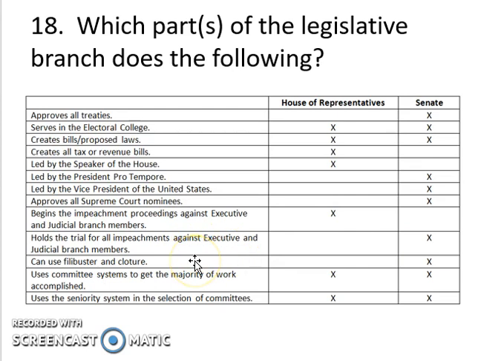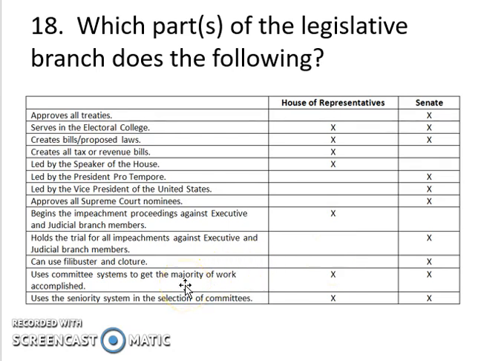They can use filibusters and cloture. A filibuster is talking a bill to death, which means there's no time limit on it. And there's no time limit on speaking in the Senate. There are time limits in the House. And a cloture is to end the filibuster. So it's a call to end it.